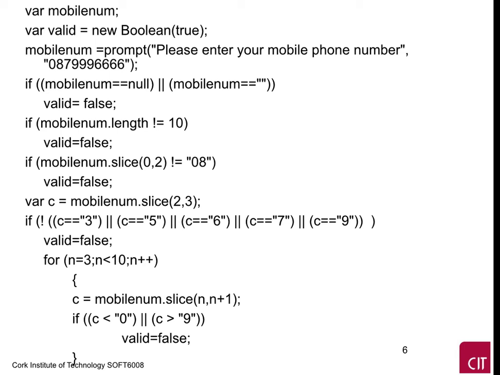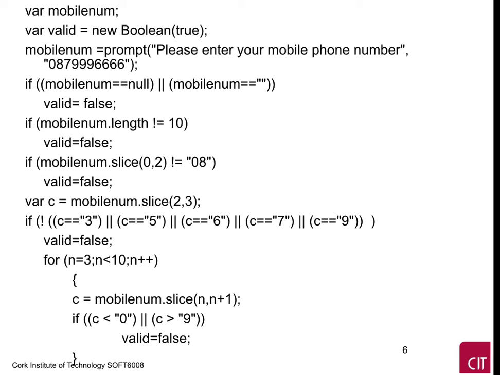Next up then, we're extracting a slice from character 2 to 3, but that doesn't include 3. So that's just that one character, which would be the 3, 5, 6, 7, or 9. And again, if it's not that, then it's a problem, shot down. Finally, we have a loop that goes from 3 to 10, but never gets to 10. So it goes from 3 to 9.